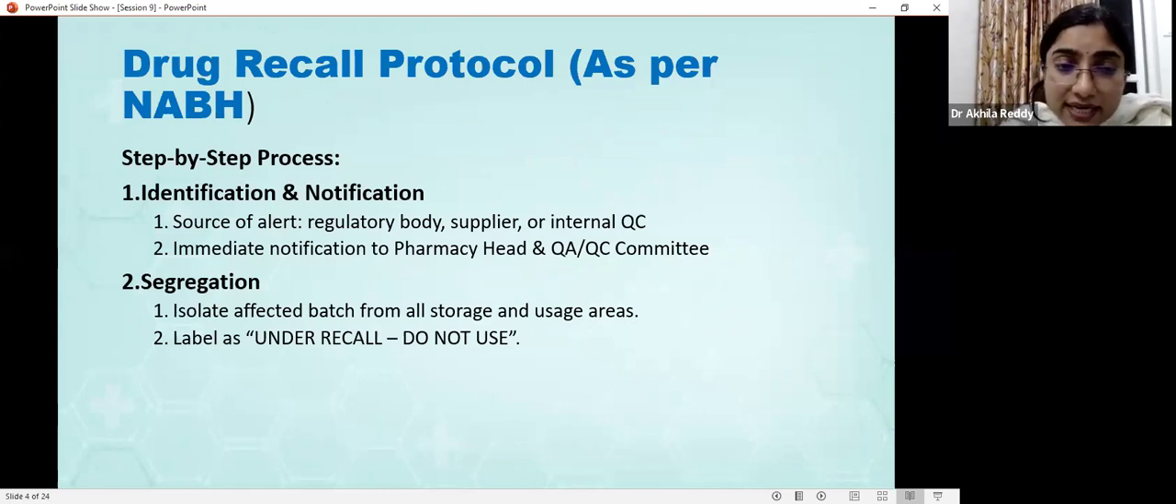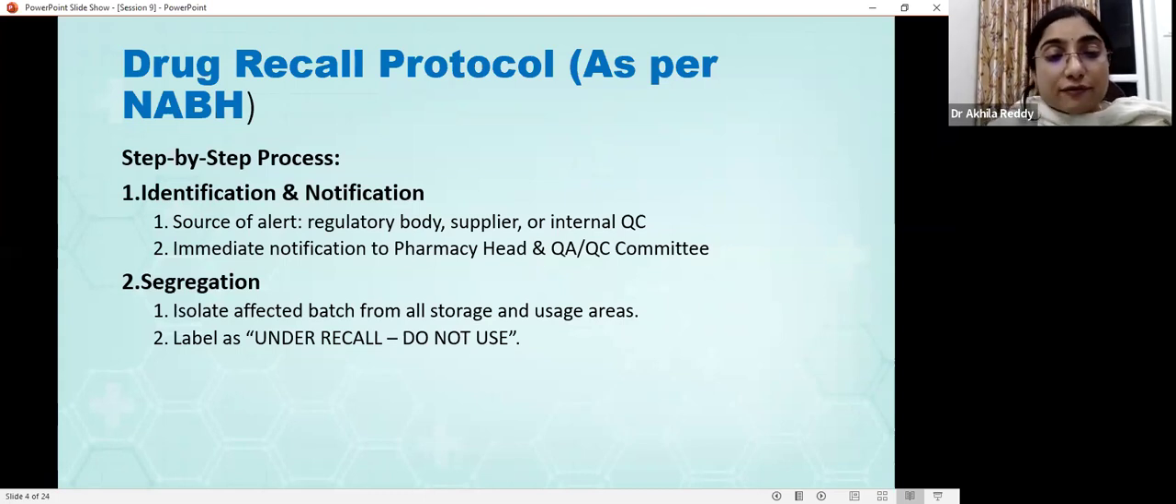To avoid medication errors, we are noting down all the batch numbers and the details, and at the same time avoiding dispensing errors which may lead to harm to the patient. That is the reason we are isolating the entire affected batch from all the storage and usage areas, that might be OT, cath lab, anywhere in the hospital. We are removing it from the usage areas also, and we are putting all these things in a separate place with the label under recall and do not use. Till now you have done this.